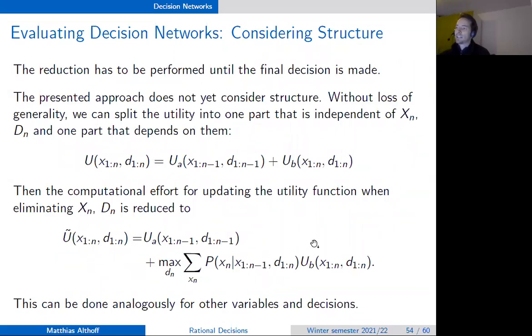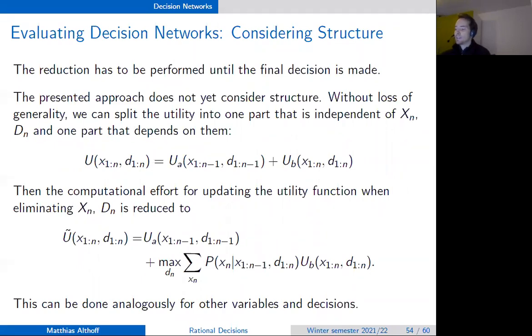So ua is excluded, and then we just need to find the best decision given the utilities that really matter. So where xn actually is present, and if xn is not present, then we can exclude this.